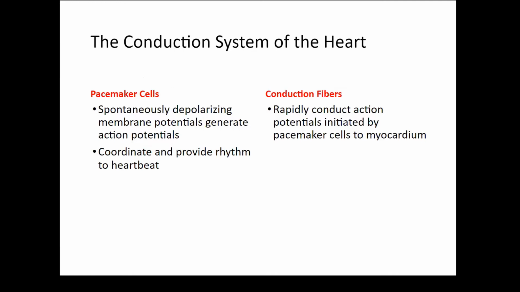The pacemaker cells are going to be spontaneously depolarizing. And joy, oh joy, we're going to look at the ions responsible in a little bit. They're going to be changing their membrane potentials by changing membrane permeability to specific ions. And we remember from before that when this happens, when we change which ions can travel in and out of the cell, we can generate an action potential. So these pacemaker cells are generating action potentials. And they can therefore coordinate and provide rhythm to the heartbeat by setting the pace of those action potentials. How fast we have action potentials is going to determine how fast the heart beats.